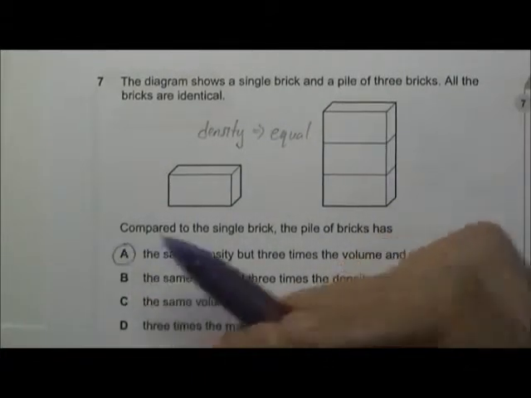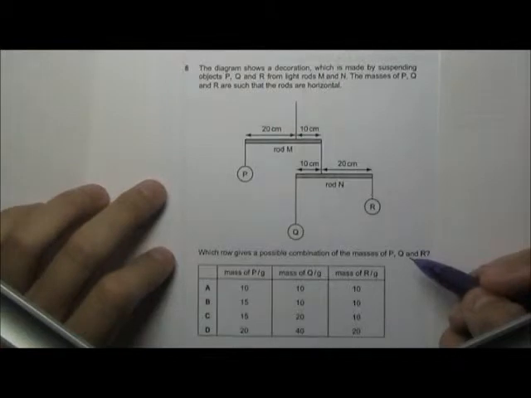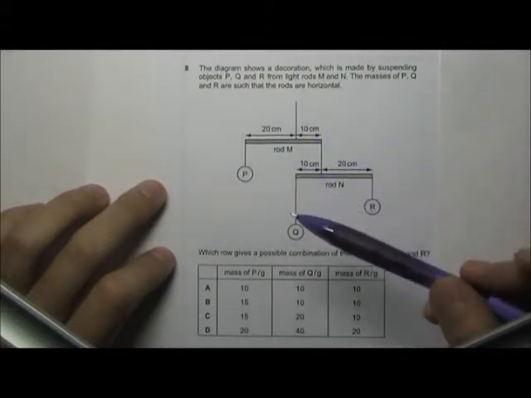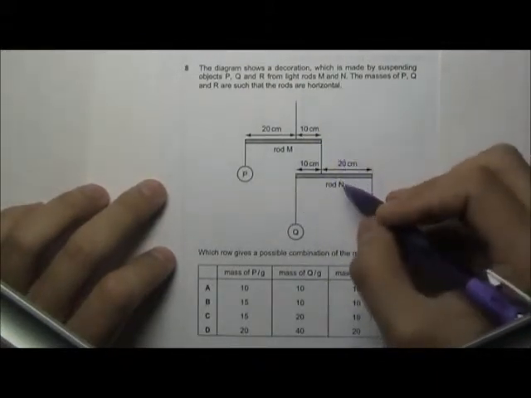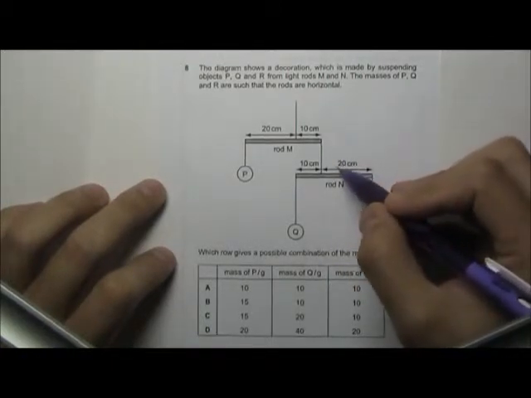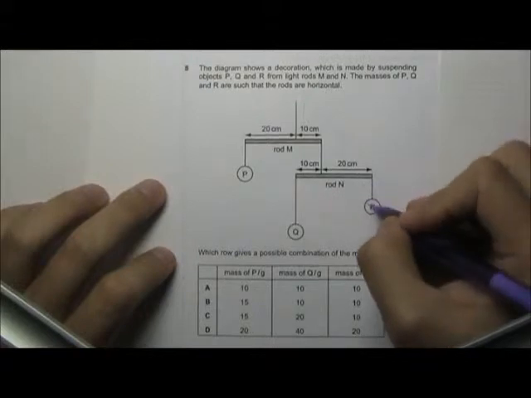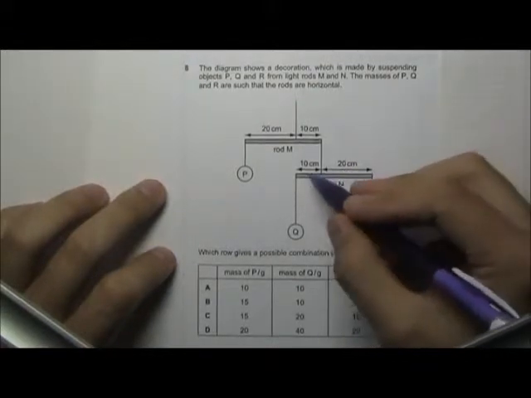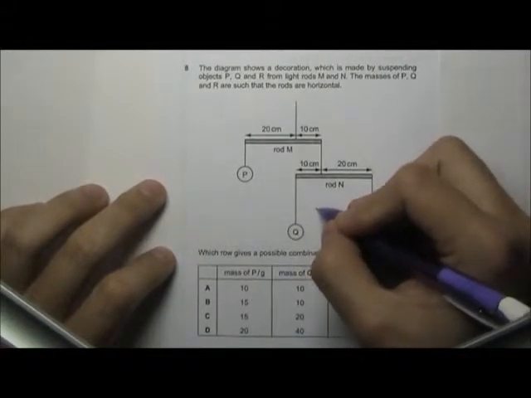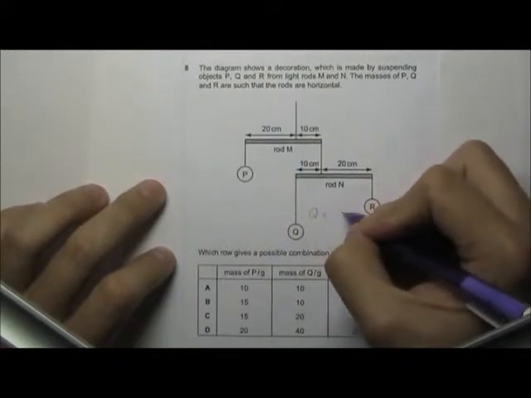For this question, we are supposed to find a combination of the masses of P, Q and R such that this diagram is balanced. So we will focus on rod N first. We see that the perpendicular distance to the pivot for R is twice that of Q. So we can conclude that the mass of Q must be twice that of R.